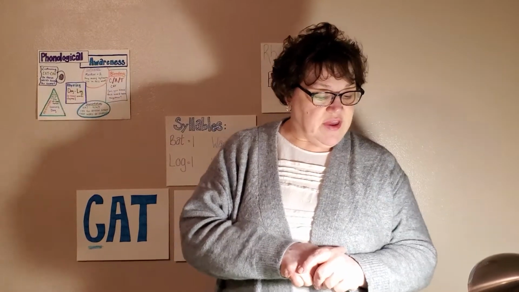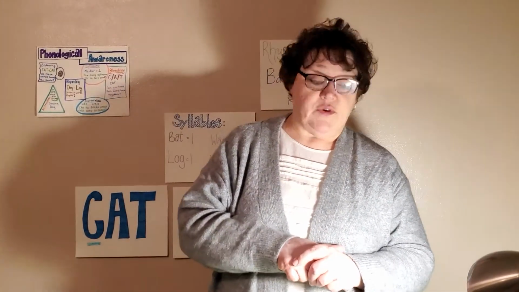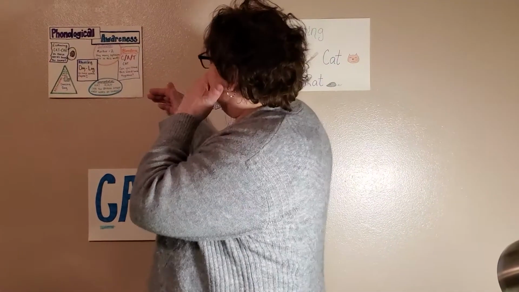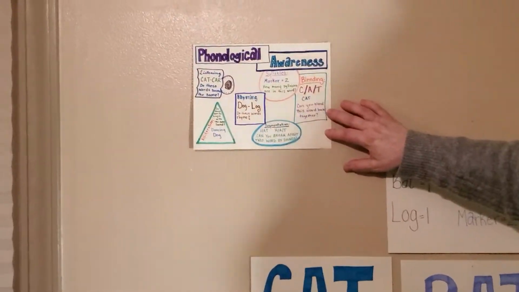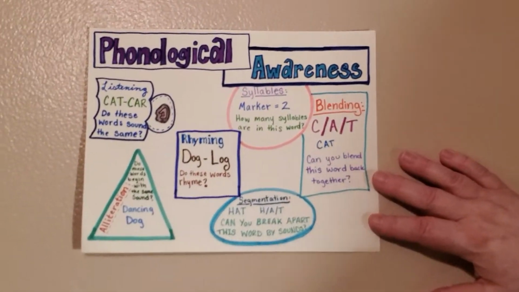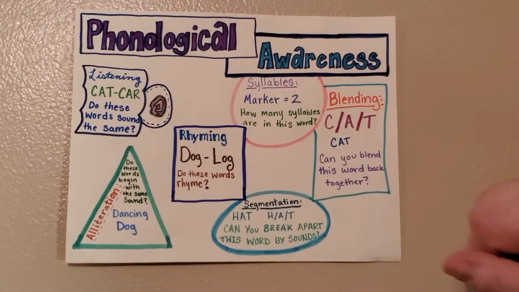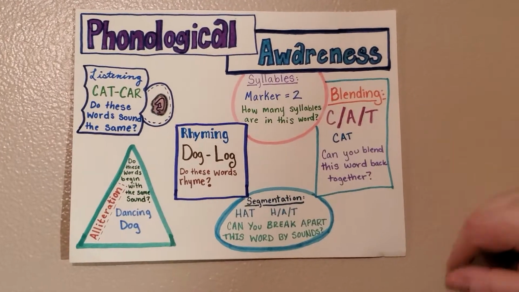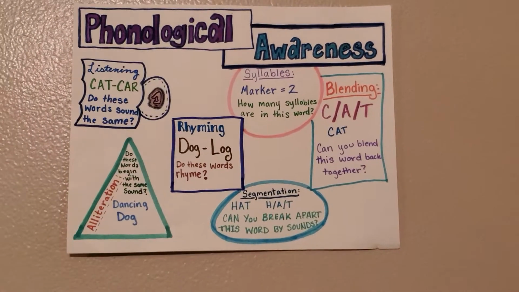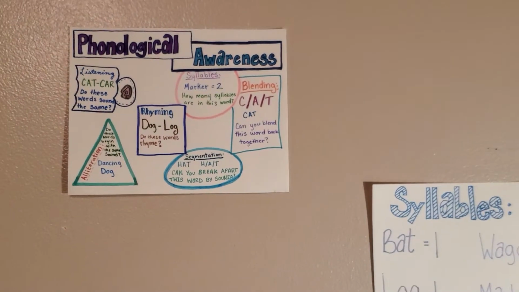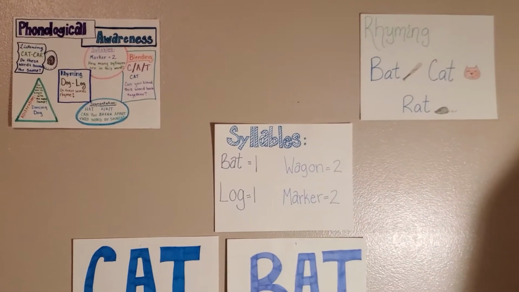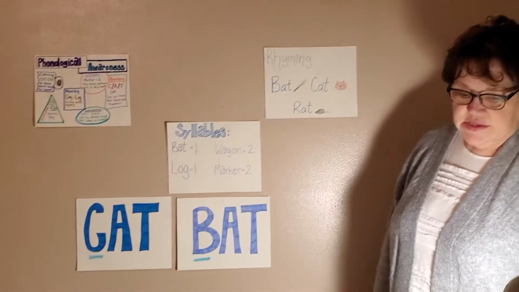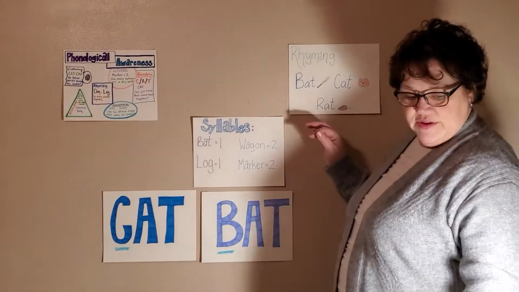So now that we have had the technical definitions of phonological and phonemic awareness, let's break it down for a little better understanding. There are 6 points of phonological awareness: listening, alliterations, rhyming, syllables, blending, and segmentation. Those are all phonological awareness. Phonemic awareness is part of phonological awareness, and it has 3 elements. We're going to talk about those 3 elements this evening.